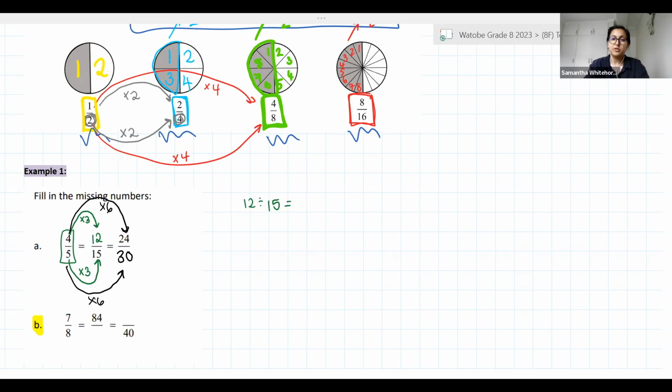Remember, guys, you need to perform the same operation to your numerator as you do to your denominator, or the same operation to your denominator as you do to your numerator. We need to keep those fractions equivalent. We need to keep them representing the same thing. So we need to do the same operation.